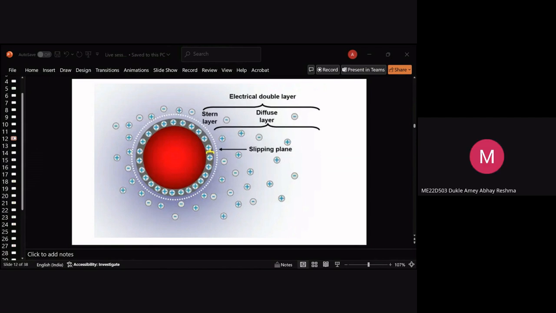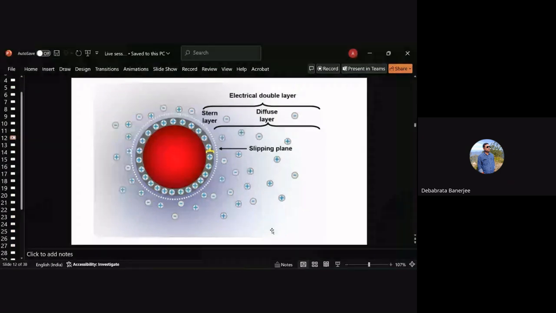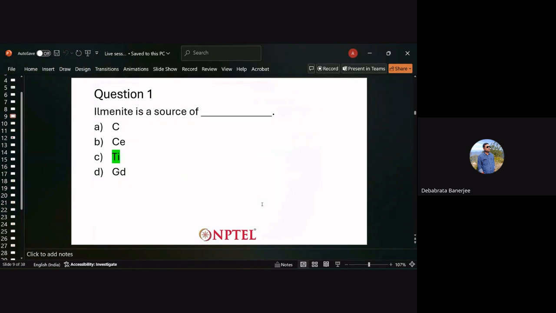Can I tell, sir? Yes, sir. First question: ilmenite is the source of TiO2. In the options, there is no option for FeO2. Yes, sir. Then, if there were an option of iron, the answer would also be iron, no?